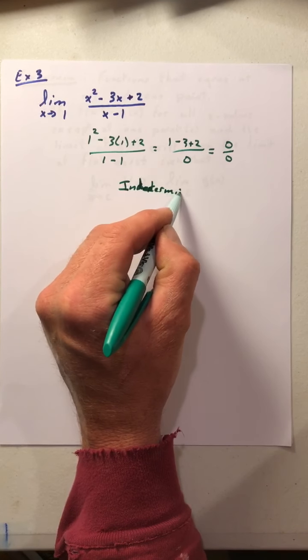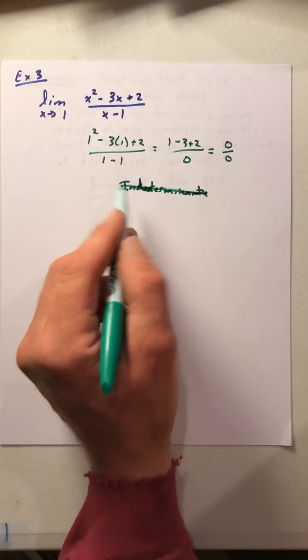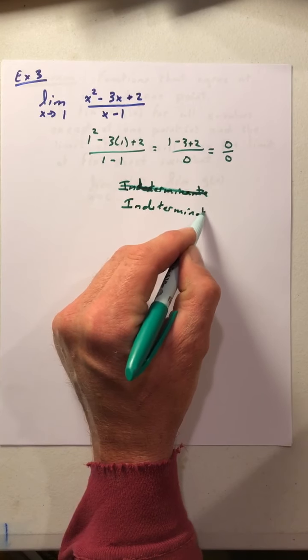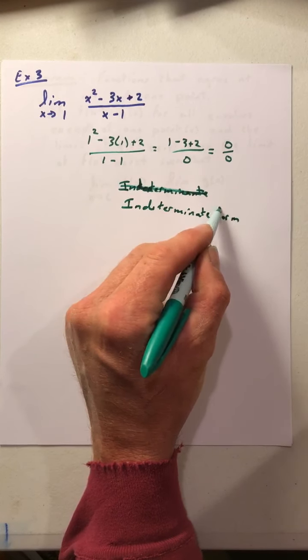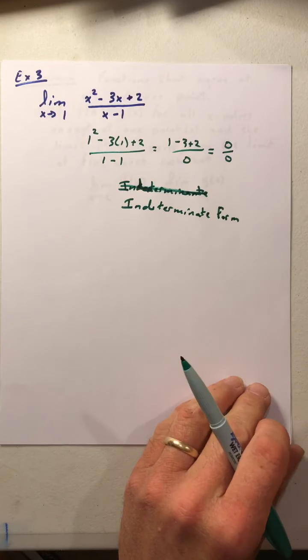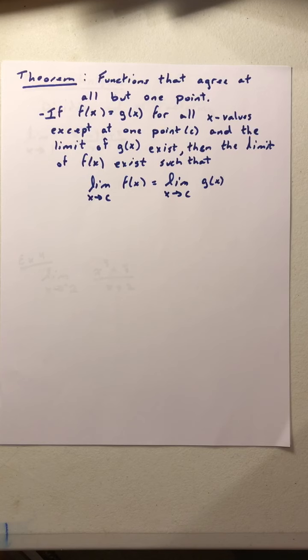We call this the indeterminate form. So whenever we get 0 over 0, we know we've got to do something in order to be able to find the limit. Well, what is that something? And this is going to lead us to our first theorem. This theorem has, I do believe, the longest name for a theorem. It's the functions that agree at all but one point theorem.